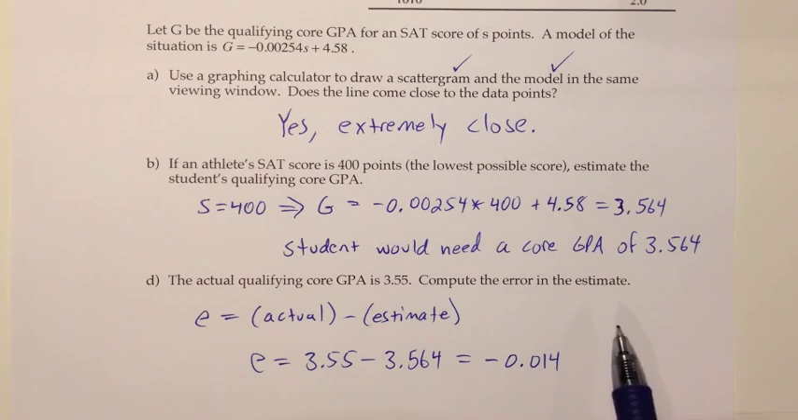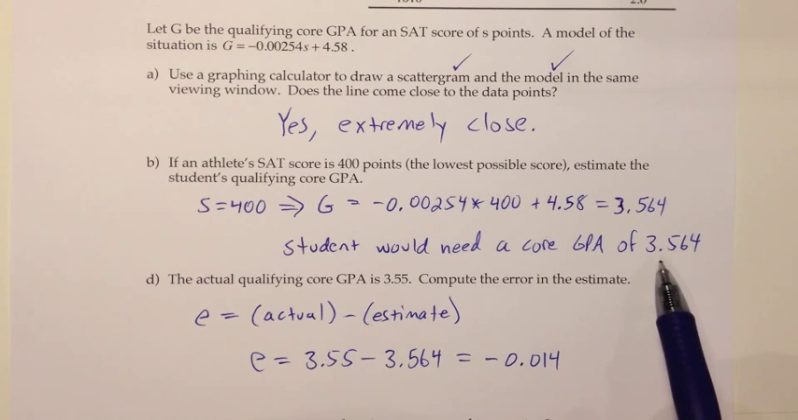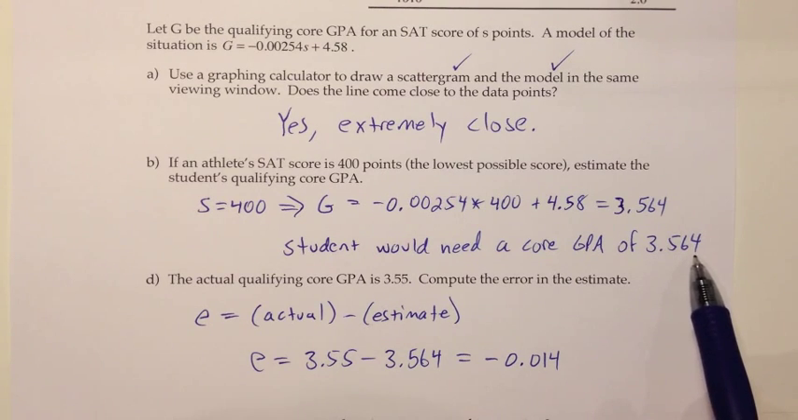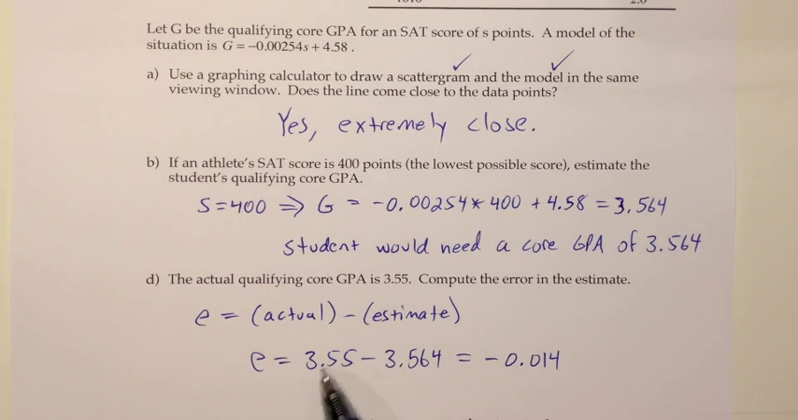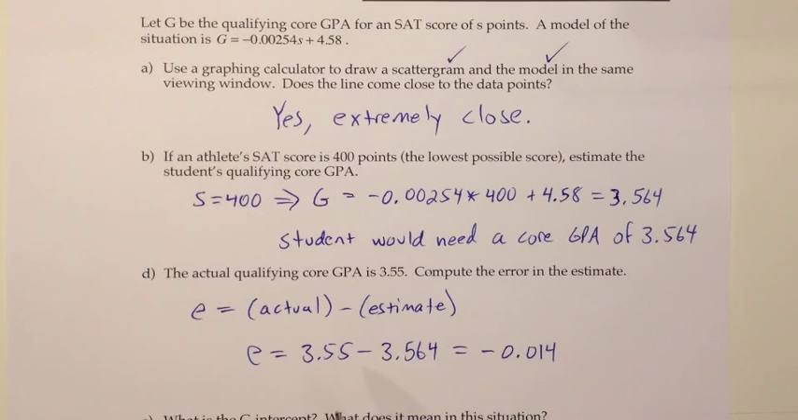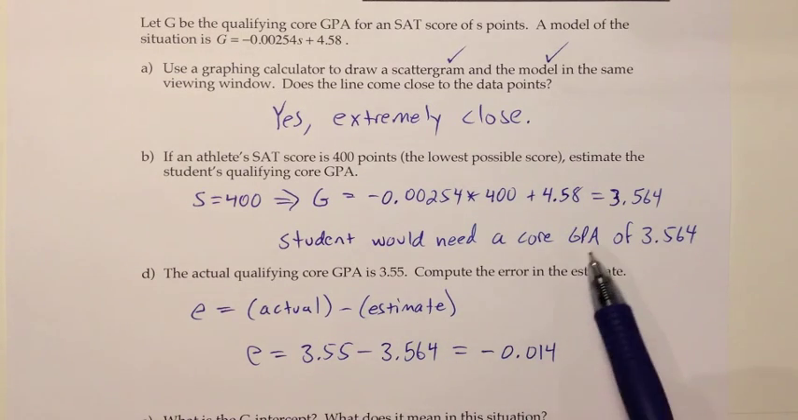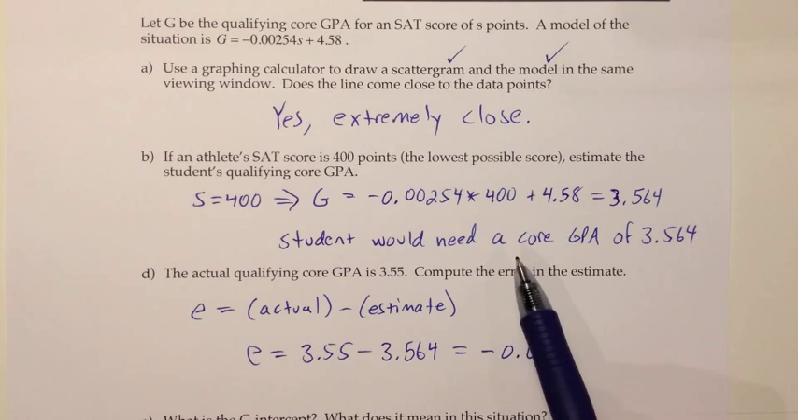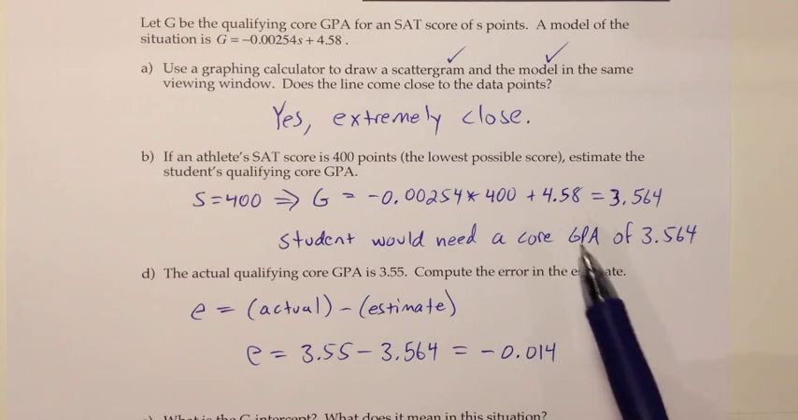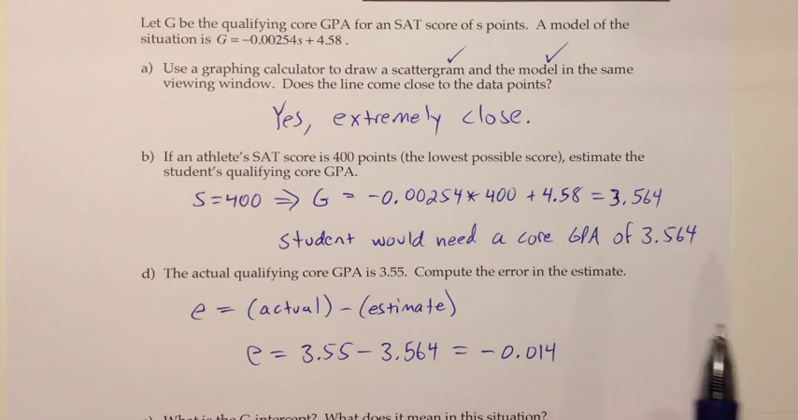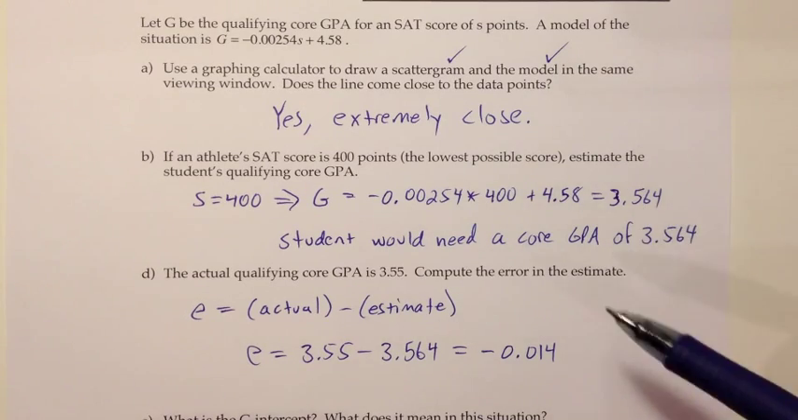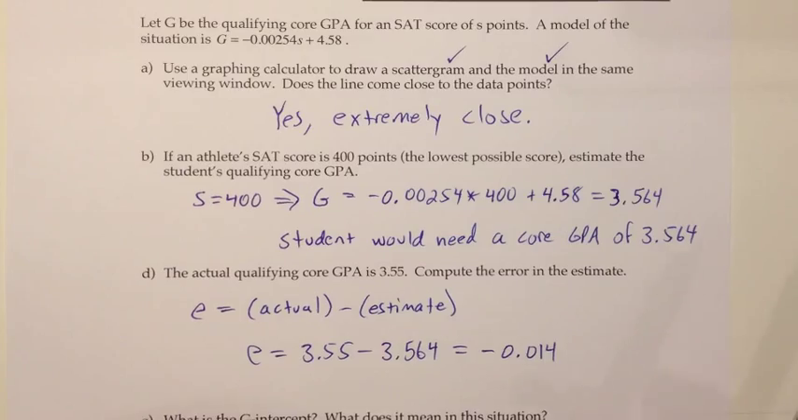I could imagine that if I was advising the student and I told them I think you're going to need a 3.564 as your GPA, and they found out they actually needed a 3.55, they wouldn't be too upset with me because I gave them a number that was very near what the reality is. The reason we're getting such a good, close estimate from our model is because the data was very linear and the model did a good job of coming close to all those points. So even the points that weren't in the table, we should still be getting close to them.